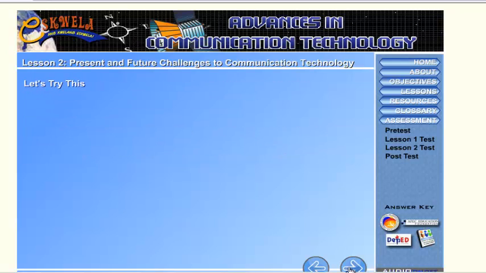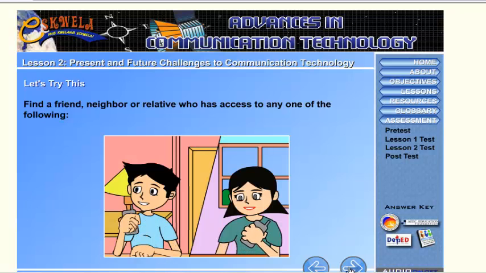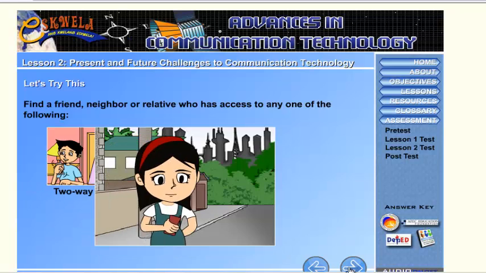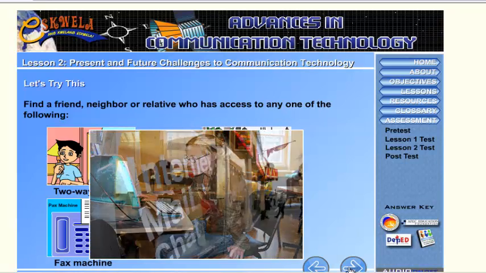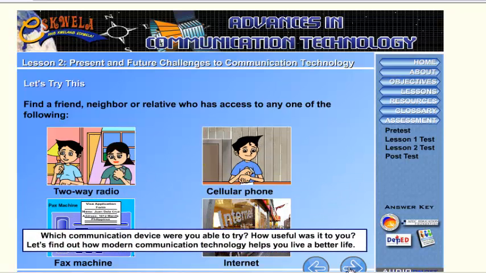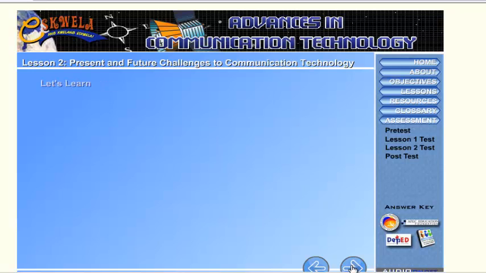Let's try this. Find a friend, neighbor, or relative who has access to any one of the following: two-way radio, cellular phone, fax machine, internet. Which communication device were you able to try? How useful was it to you? Let's find out how modern communication technology helps you live a better life. Let's learn.